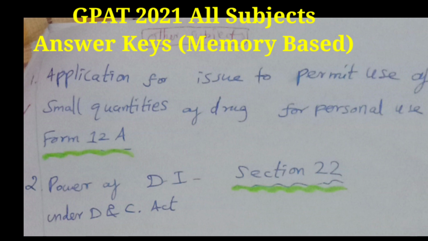Hereafter we can discuss the other subjects. First one, application for the issue of a permit to use small quantities of drug for personal use. That is Form 12A. Power of Drug Inspector under the Drugs and Cosmetics Act, that is Section 22.